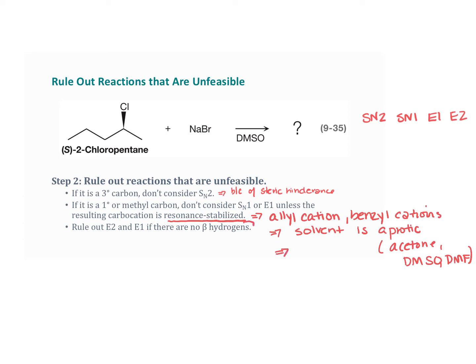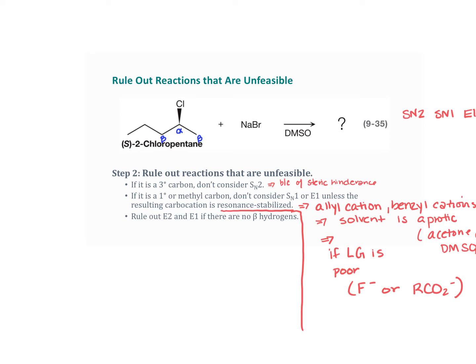And then the third thing here, I'm going to draw a line so that we know that all these go with that second bullet point, is if the leaving group is poor. We have 2 poor leaving groups, F minus or RCO2 minus. So we can rule out an SN1 or an E1 if it's a primary or methyl carbon. The exceptions, of course, are that allyl cation or benzyl cation, if the solvent's aprotic, and if the leaving group is poor. And then we can rule out an E2 or an E1 if there are no beta hydrogens. Now, I want to remind you that the alpha carbon is found where there's that leaving group, and the beta hydrogens would be on either side of it. So let's go through and ask these questions here in step 2 for this reaction.